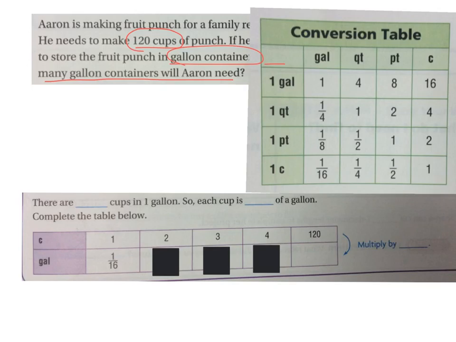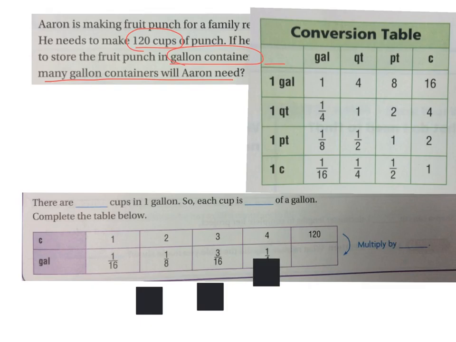If I put in 2 cups, how much of that gallon container would I have filled? Adriana? 2/16. 2/16, or otherwise known as 1/8. Okay? And so you're filling out your chart. Now if I put 3 cups into my gallon container, how much of that gallon container would I have filled up? Karan? 3/16, exactly. Okay? What if I put 4 cups of juice into the gallon container? How much of that gallon container would I have filled up? Soham? 1/4, otherwise known as 4/16, exactly.